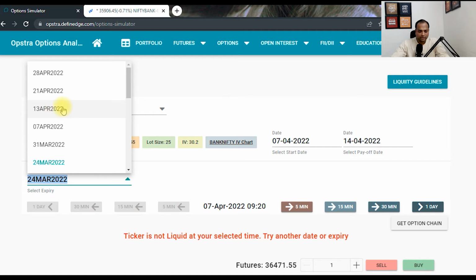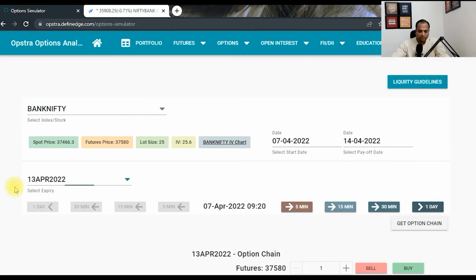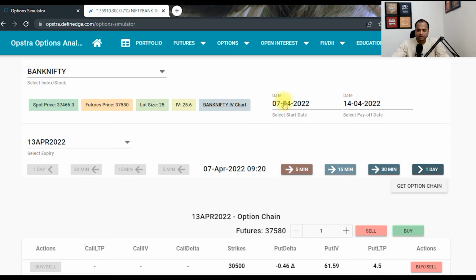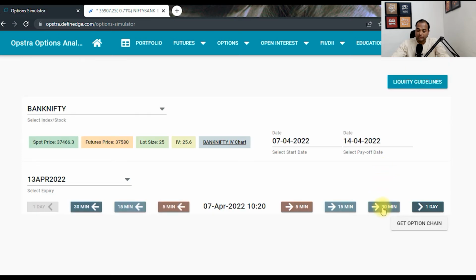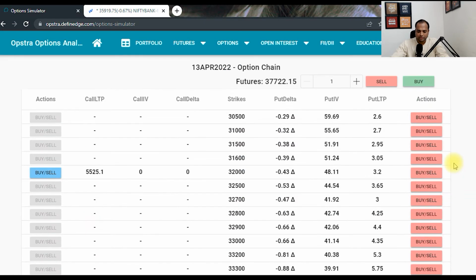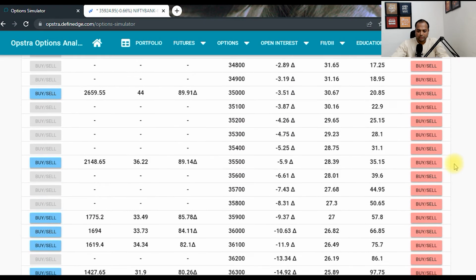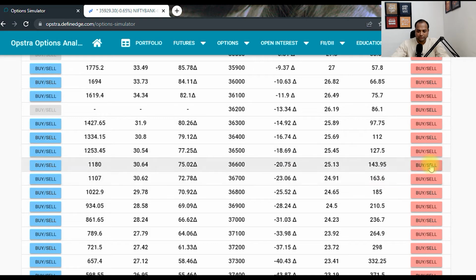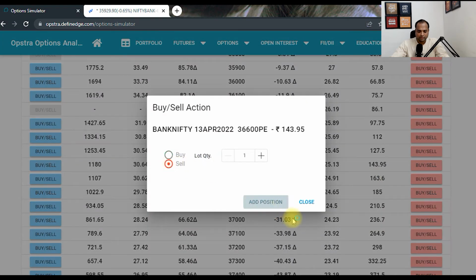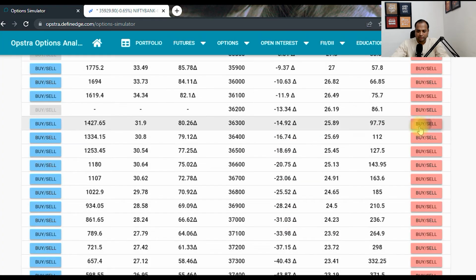Okay, 14th was, I think, a holiday. So 13th April is what I'm going to select. 7th April we are starting this trade. And when will it start? We'll start at 3:15 p.m. So we have come to 3:15. We'll go to the option chain. Right, again very simple. 20 delta sell, 15 delta buy.